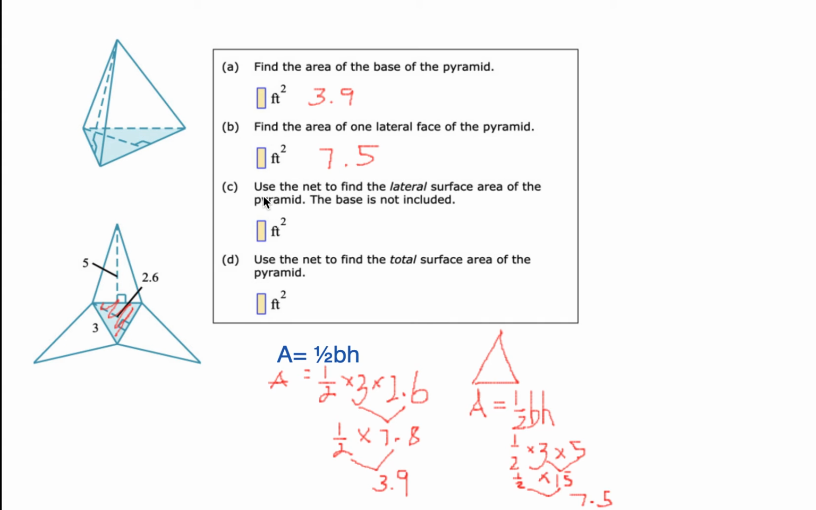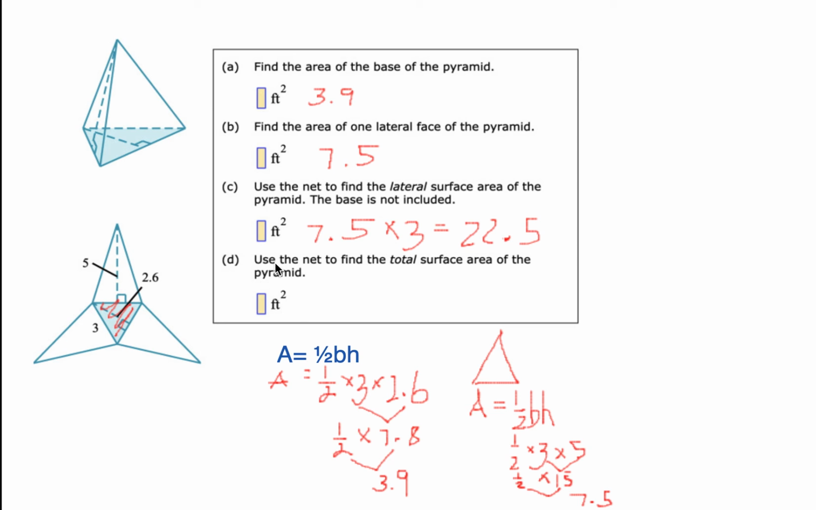On this next one, it says use the net to find the lateral surface area of the pyramid. Don't include the base. The base is not included. The lateral surface area means all 3 of the triangles. Well, if one of them is 7.5, all I have to do is multiply it by 3. Again, we punch this in our calculator. This is not hard. You get 22.5. Of course, it's already labeled for you.